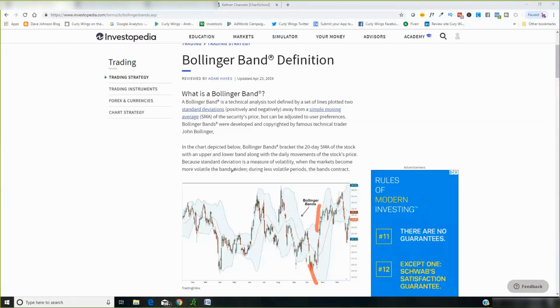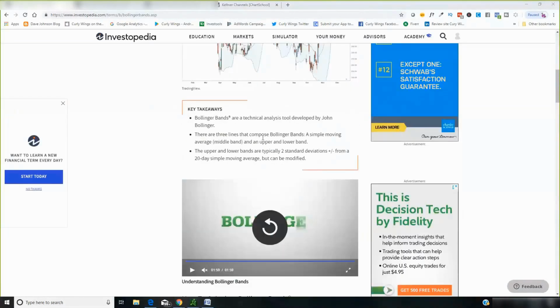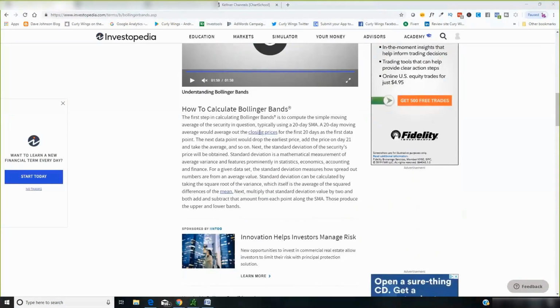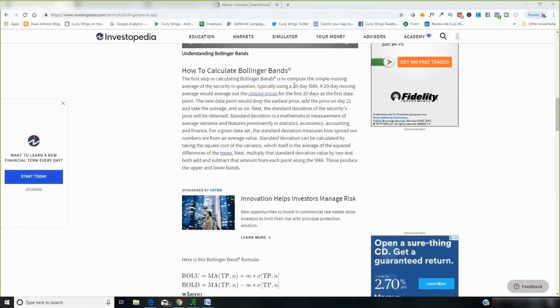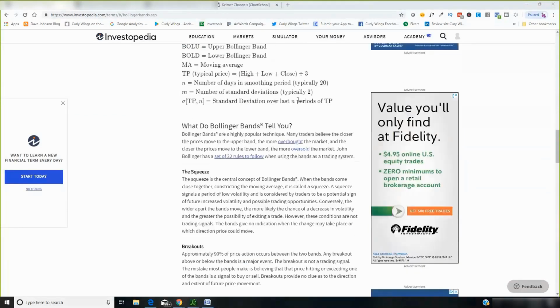During less volatile periods, the bands contract, okay? So the Bollinger Bands are a tool that helps us plot standard deviation. These bands expand. All right, do you see what I'm talking about? Whenever the markets are less volatile, they contract, okay? So let's keep going down here. It goes into detail if you really want to know how to calculate the Bollinger Bands, but I like it right here. What do the Bollinger Bands tell us?